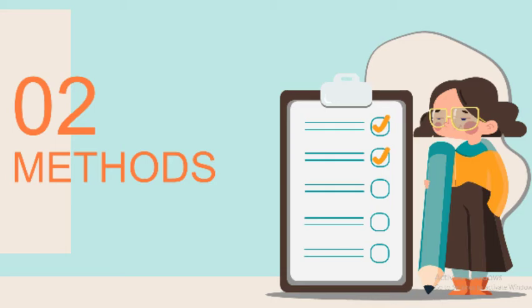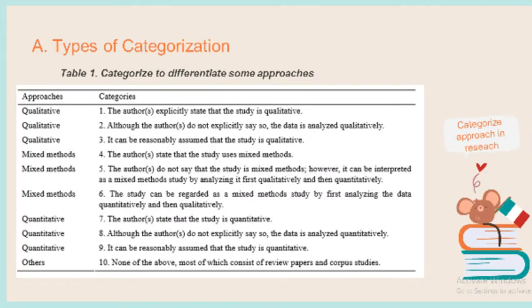And for the methods, first we have to know the types of categorization. Categorize on table 1, to differentiate some approaches. There are 3 approaches: qualitative, mixed methods, and quantitative. And because this paper is about the qualitative approach, there are 3 categories: the author explicitly states that the study is qualitative, the data is analyzed qualitatively, and it can be reasonably assumed that the study is qualitative.